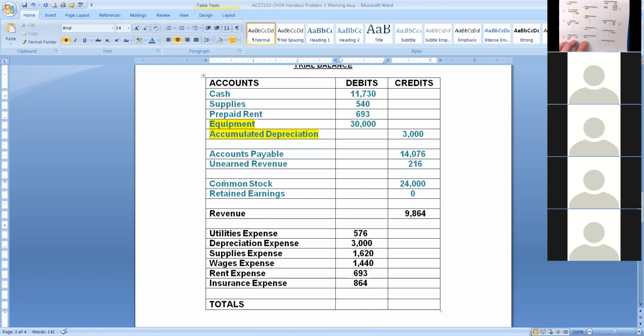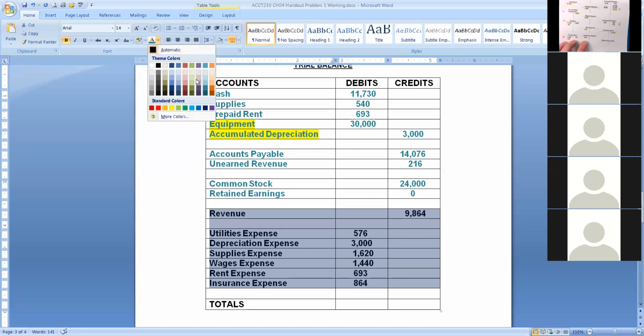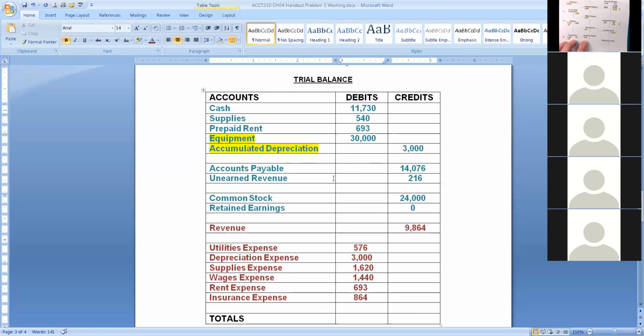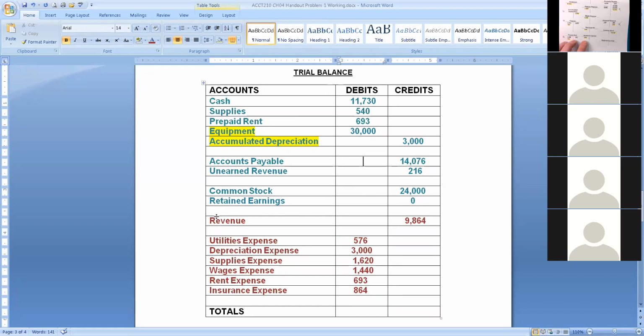So that's all balance sheet stuff: assets, liabilities, equity. Down here, this is all income statement stuff. This is usually the format you'll see for trial balances. They'll have the balance sheet stuff first, and then the income statement stuff second.